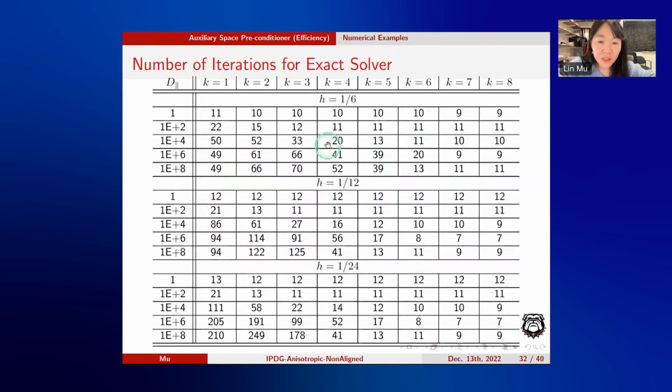So here are the required iteration counts for different mesh sizes, different k values, and the d parallel value. Also, we can see very good performance for big values of k for all the tests. Here I want to mention for the linear case, k equals 1, we can observe the required iteration counts are actually not good for h equals 1 over 12 and h equals 1 over 24. Okay, so let's check more details about the linear case.